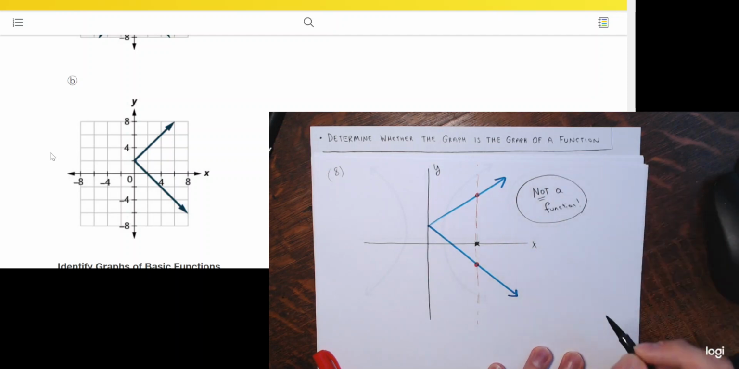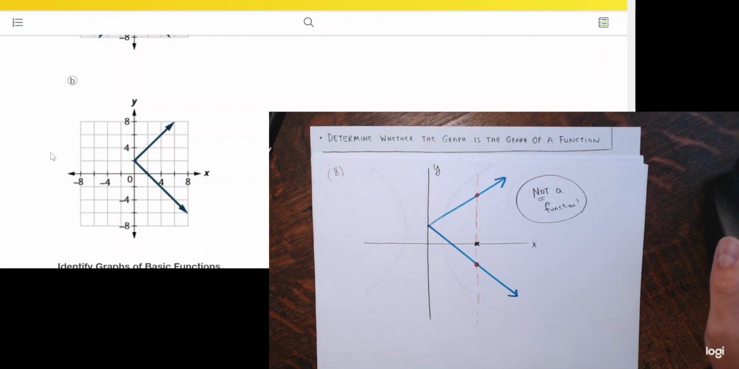Very, very simple stuff, I think. All right, this vertical line test. And hopefully watching me do these examples here helps you out when you're working on similar problems.